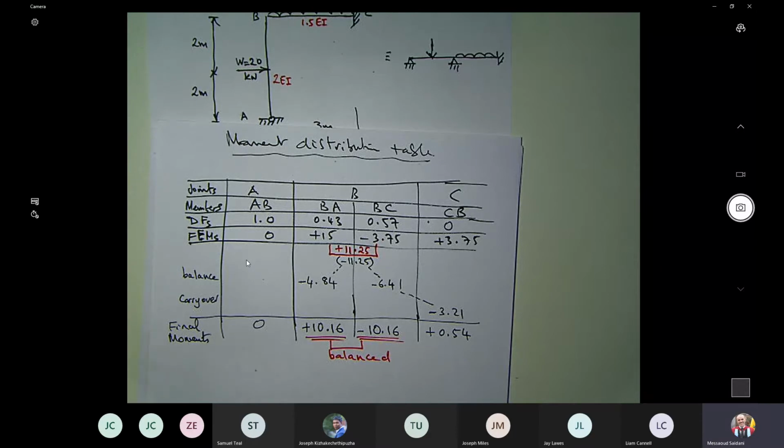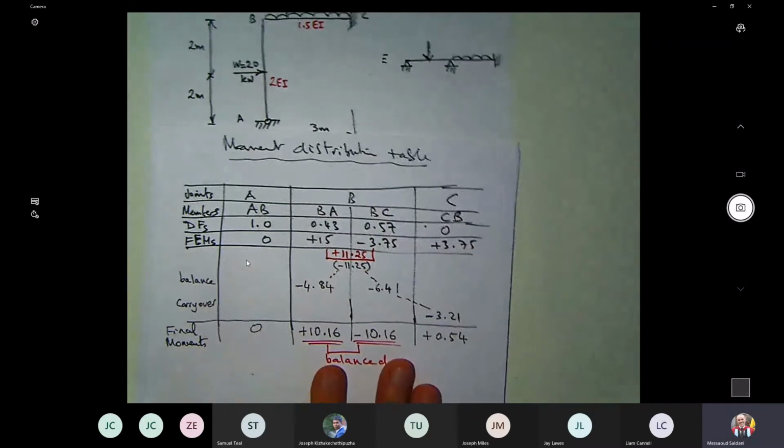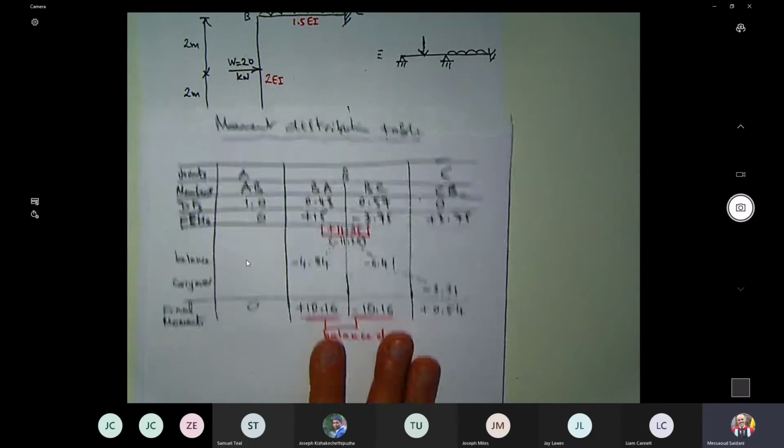So let's look at the bending moment diagram. Have you got any questions on the table? Anyone? Any questions on the table? Okay, clear.